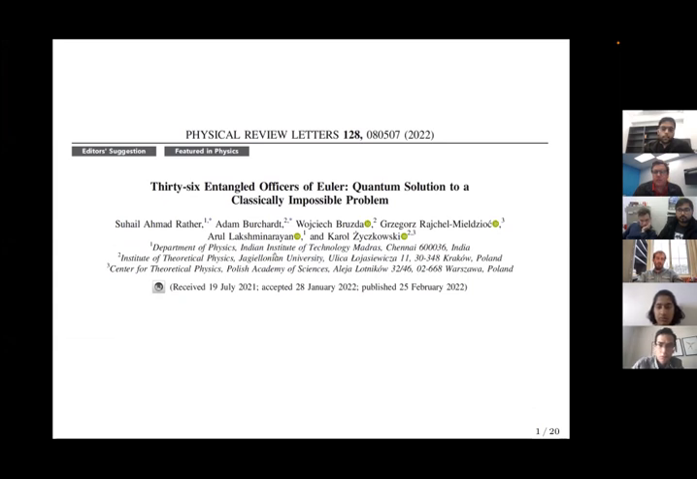Today we're looking at this paper that came out very recently in PRL. It's "36 Entangled Officers of Euler: Quantum Solution to a Classically Impossible Problem." Basically, Euler had posed a problem, which I will describe later, which didn't have a classical solution, and then a group from India and a group from Poland found a quantum mechanical solution to the problem.